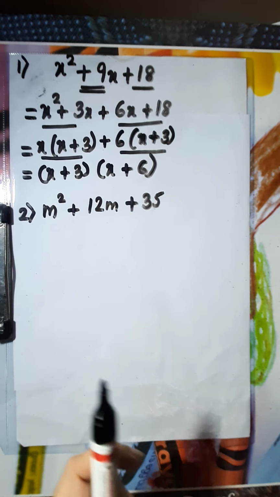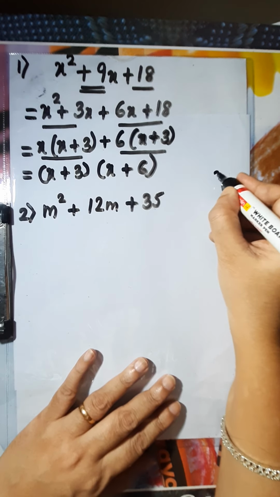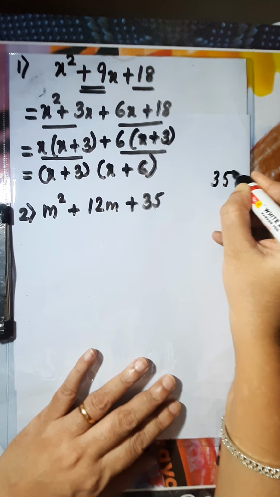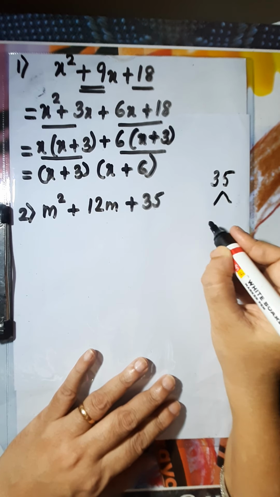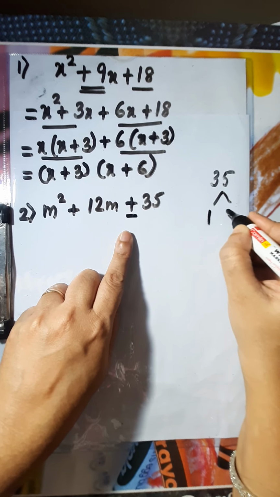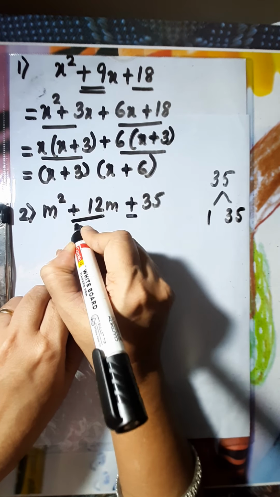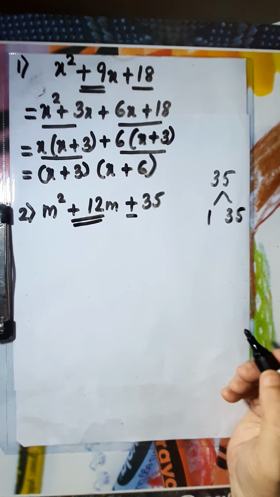Okay, now look at this. This is my 35, correct? Now, tables of 35, it is plus, so I must add to get the middle term. 1 and 35. What is my middle term? This is my middle term. Plus 12 is my middle term, correct?